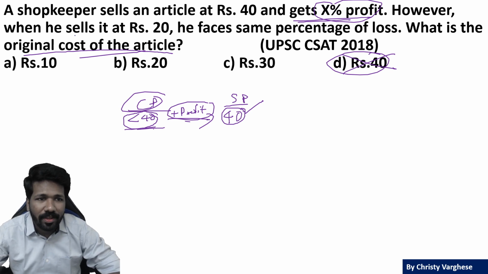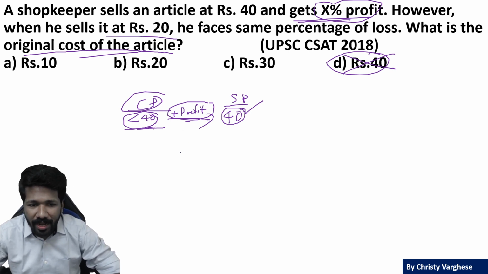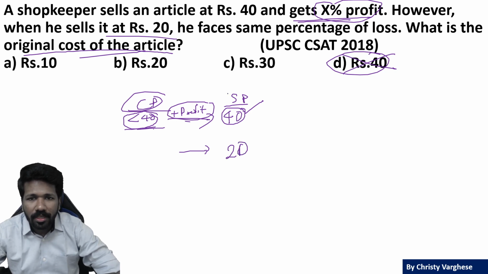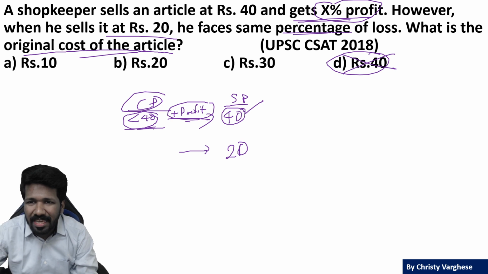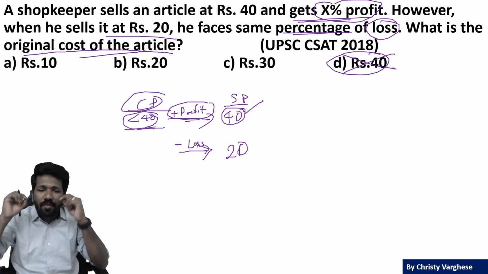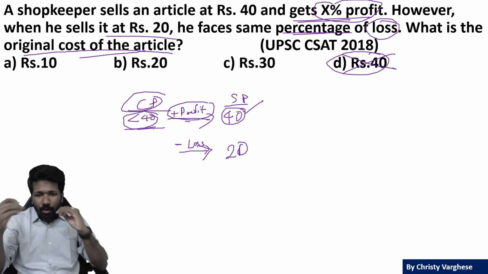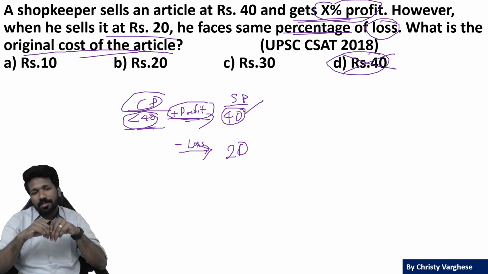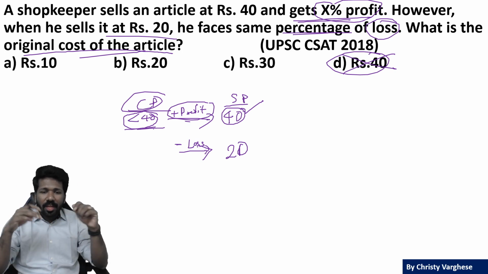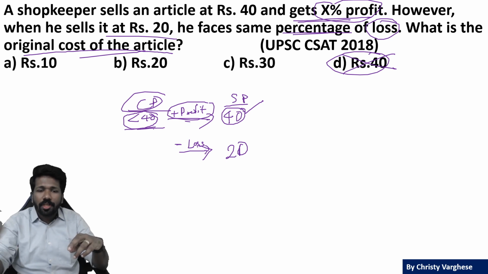Now the next sentence. When he sells it at rupees 20, another situation is told, that if the selling price is 20 instead of 40, he faces the same percentage of loss. Same percentage is not important, loss is important to eliminate options. It is a loss. Loss means cost price minus loss is selling price, or the invested money. If you are losing some money, we say that is a loss. For example, 1000 rupees you invested in a business. If you are getting 980 rupees return, you are losing 20 rupees. So that is a loss business.